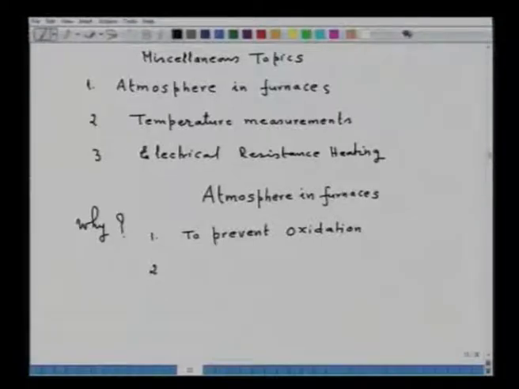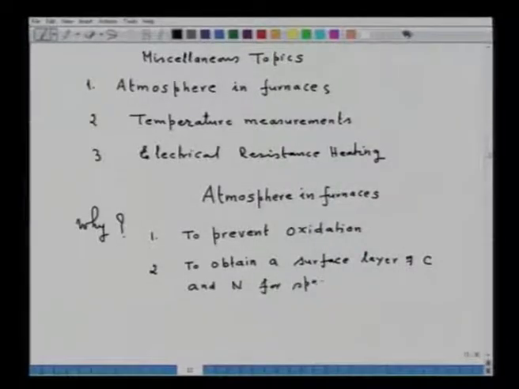Another important function of the atmosphere is to obtain a surface layer of carbon and nitrogen for special properties, because the processes are called carburization and nitriding. They are the two important case hardening methods where an appropriate atmosphere is created, so that the carbon and nitrogen of the atmosphere diffuse into the surface of the steel, and accordingly the surface is case hardened.